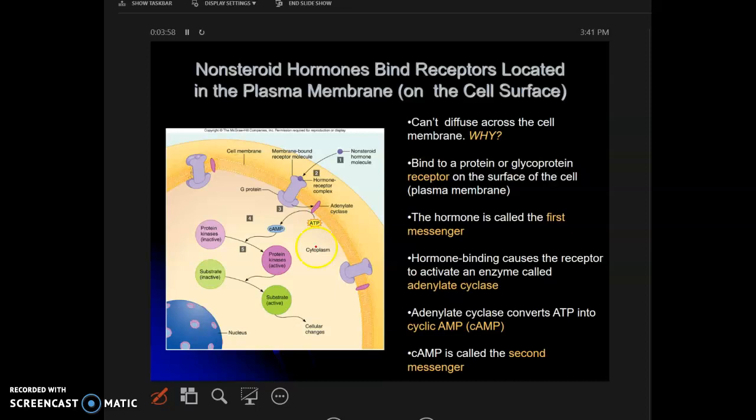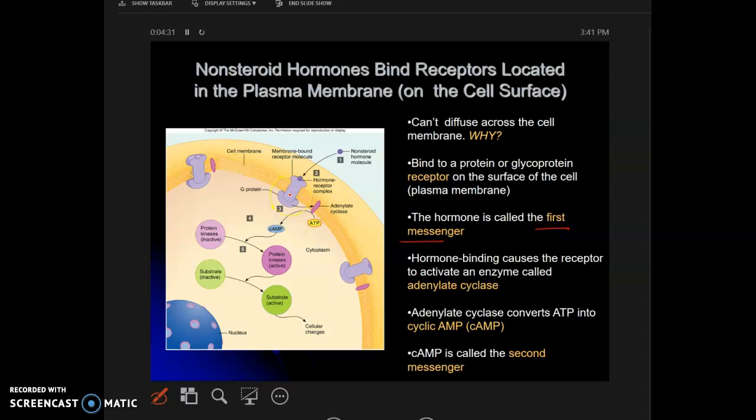For a non-steroid, of course, it cannot diffuse across the cell membrane. Why? Because the cell membrane is made up of phospholipid, right? It is not going to be able to diffuse across like a steroid hormone. Instead, it binds to a glycoprotein receptor on the cell surface, on the plasma membrane. A non-steroid hormone, therefore, is called the first messenger. Important.